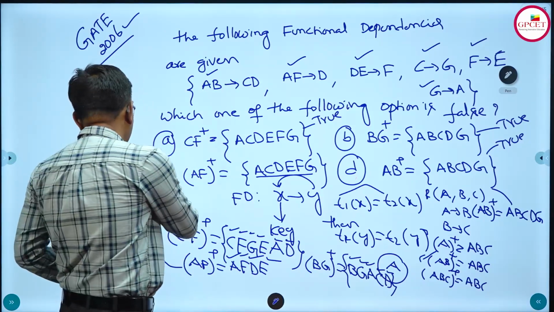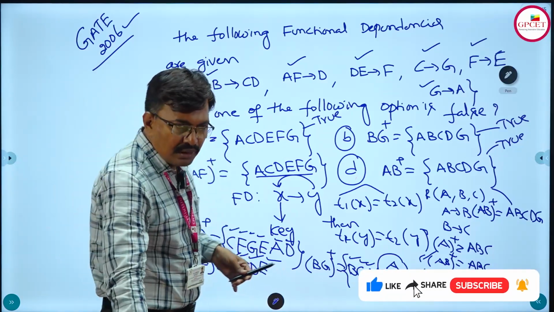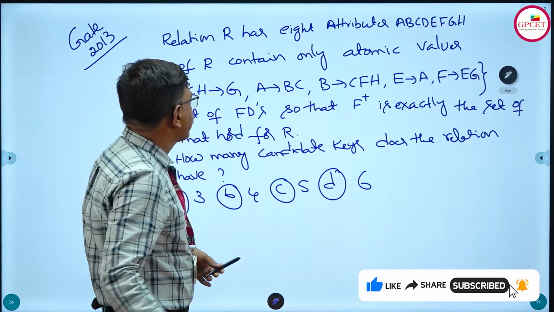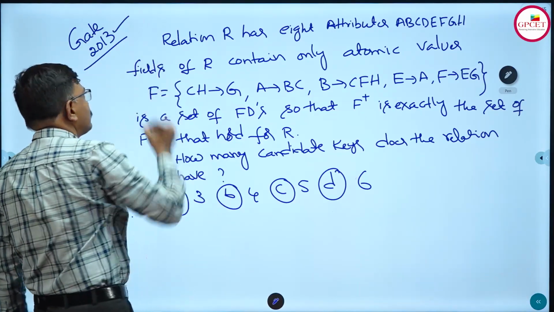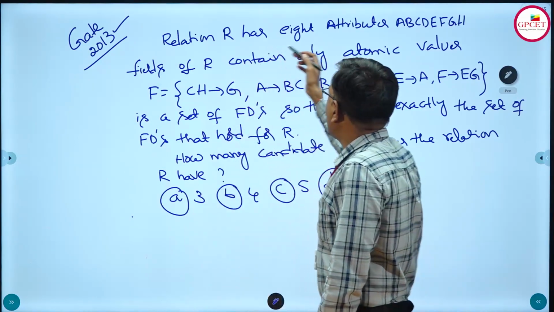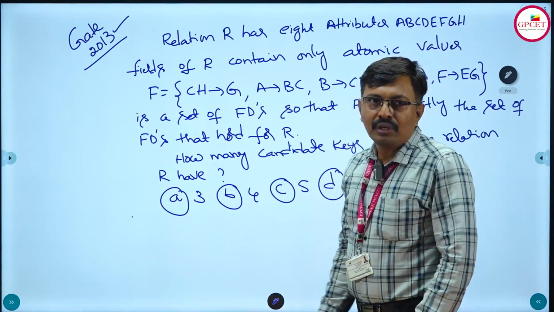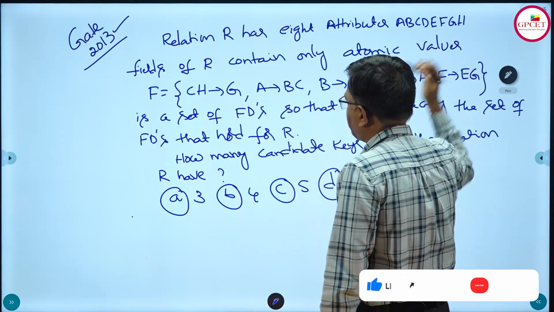That is the first question. Option C is the correct answer. Observe the next question. Moving into the second question, that is GATE 2013. Observe here, relation R has 8 attributes. What are the 8 attributes? A, B, C, D, E, F, G, H.